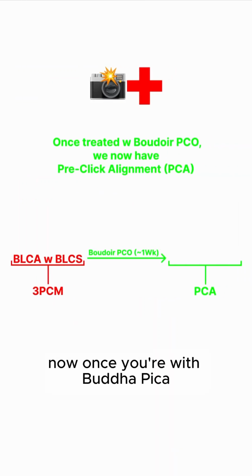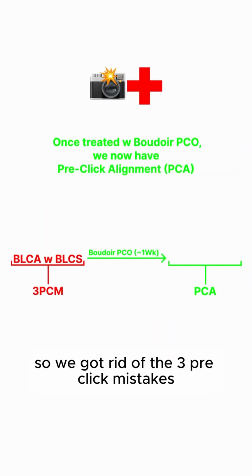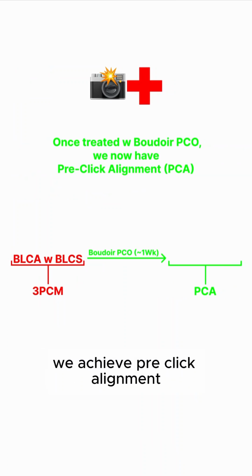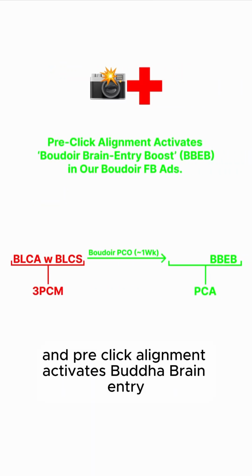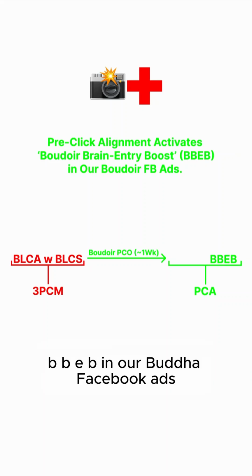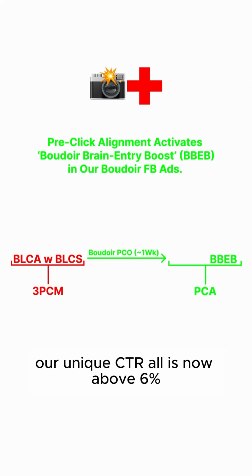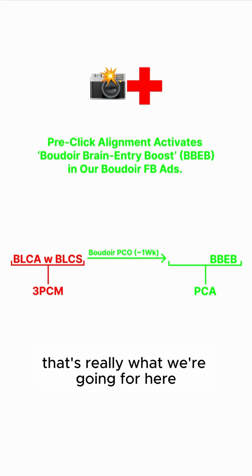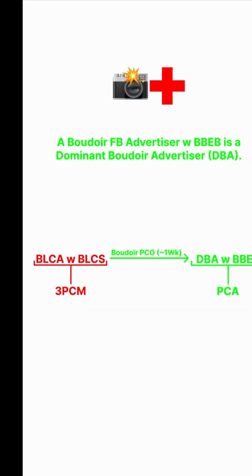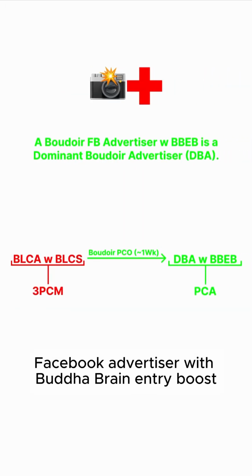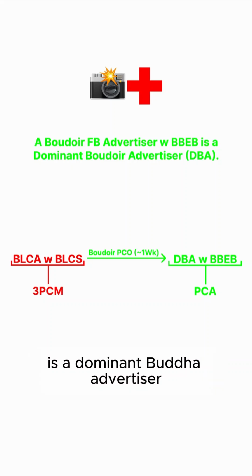Now, once treated with boudoir pico, we have pre-click alignment, so we got rid of the 3 pre-click mistakes. And pre-click alignment activates boudoir brain entry boost, BBEB, in our boudoir Facebook ads. Basically, our unique CTR is now above 6%. That's really what we're going for here. And a boudoir Facebook advertiser with boudoir brain entry boost is a dominant boudoir advertiser.